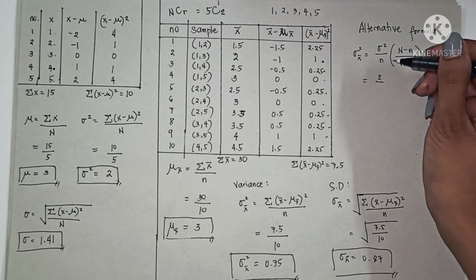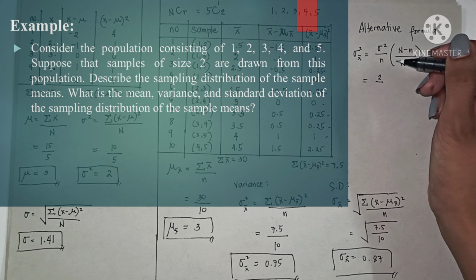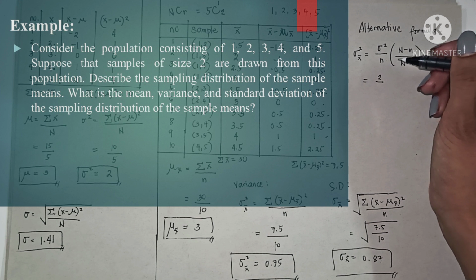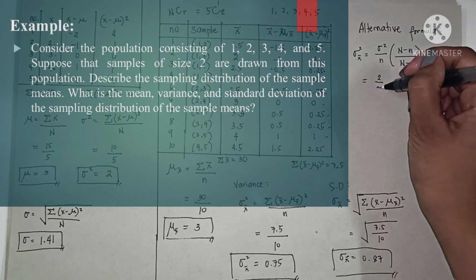Balikan natin yung situation. Sample size ang tinutukoy. Consider the population consisting of 1, 2, 3, 4, and 5. Suppose that samples of size 2 are drawn from this population. Okay? So, yung sample size natin or yung small letter n natin is 2.